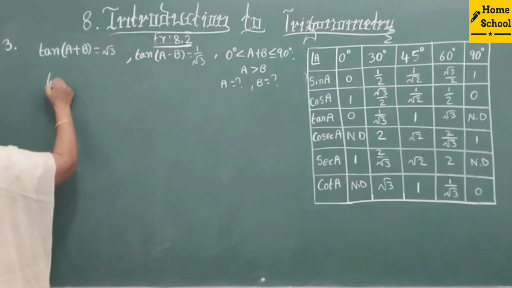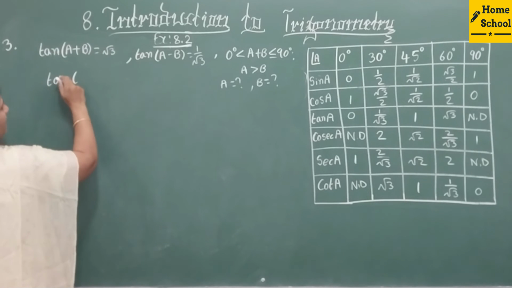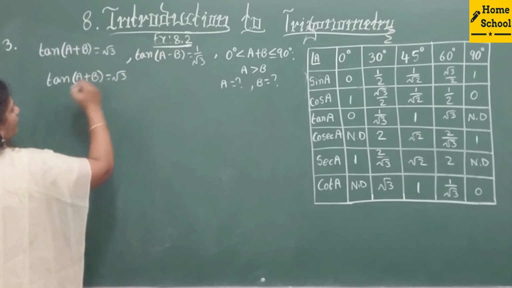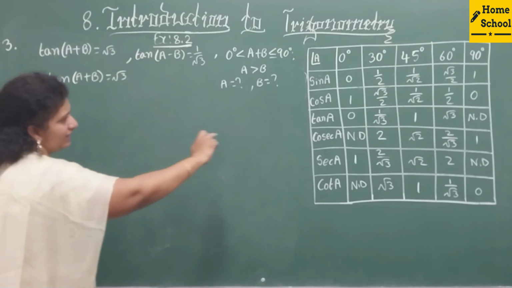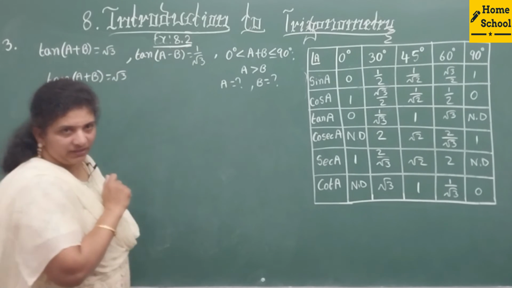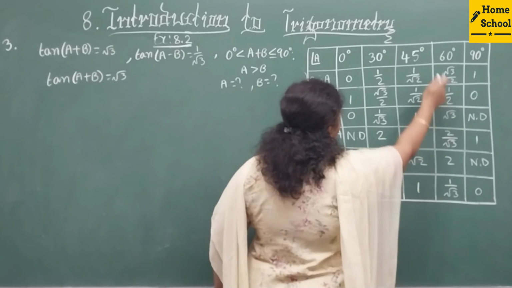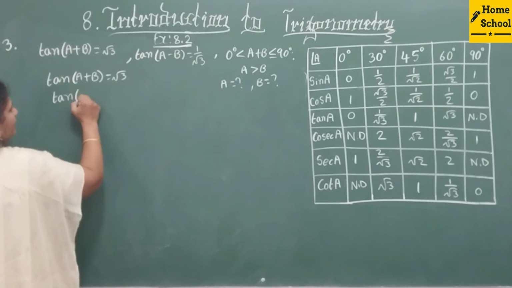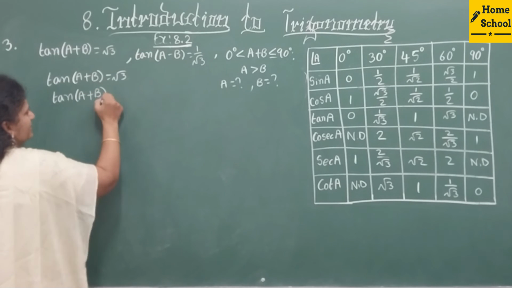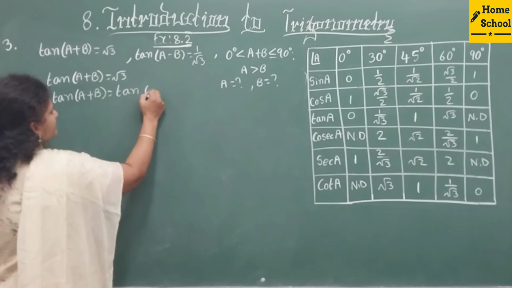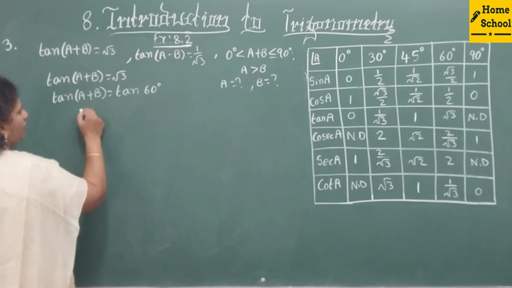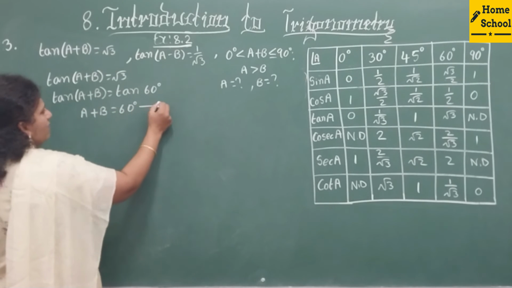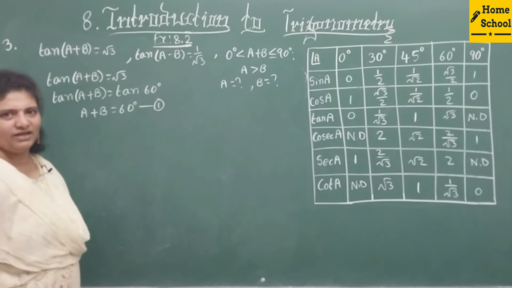First consider this one. Tan of A plus B is equal to root 3. Okay. So, in tan line, observe where you get root 3? At tan 60. Write that one only. Tan of A plus B is equal to tan 60 degree. So, now equate the angles. A plus B is equal to 60 degree. Mark this first equation.